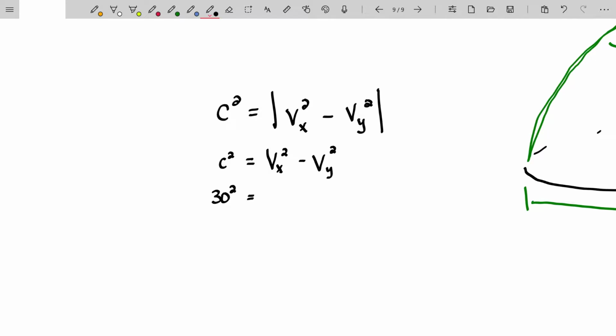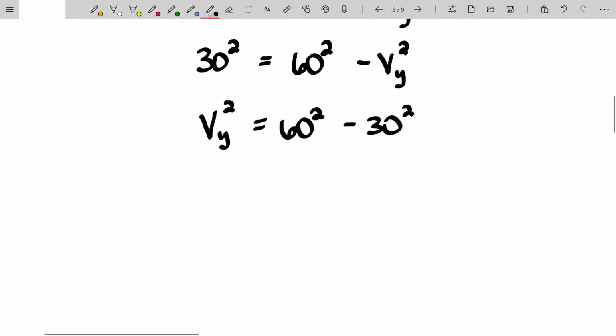We know v sub x is 60, which is not really a radius, but it's the distance between the center and the vertex in the x direction. And this gives us an ability to find what v sub y is. I'll add v sub y squared to both sides. So I get 60 squared minus 30 squared.